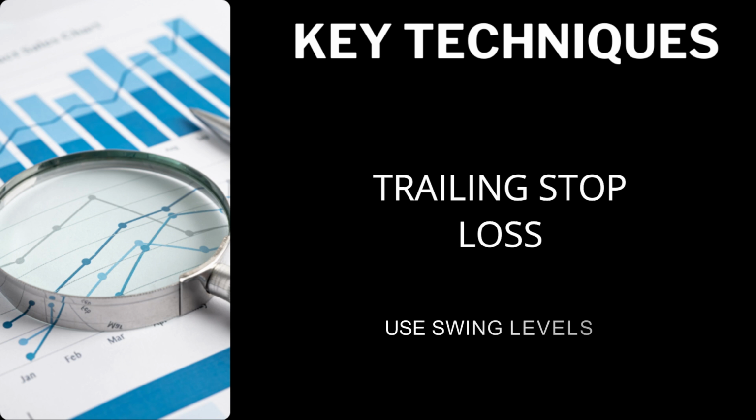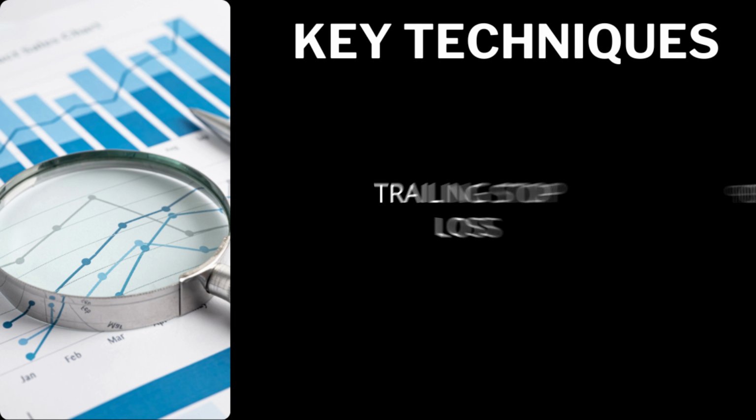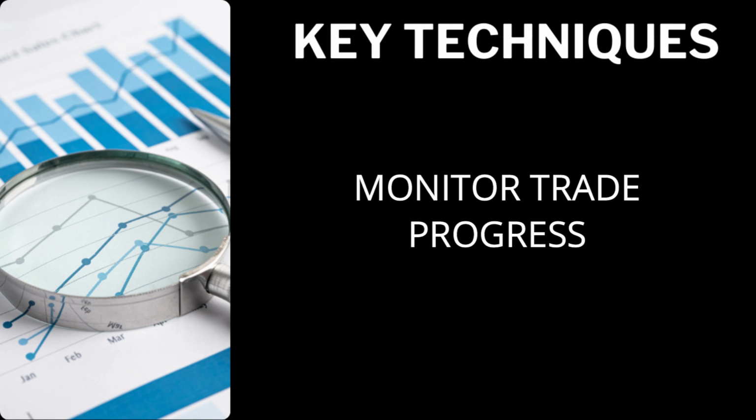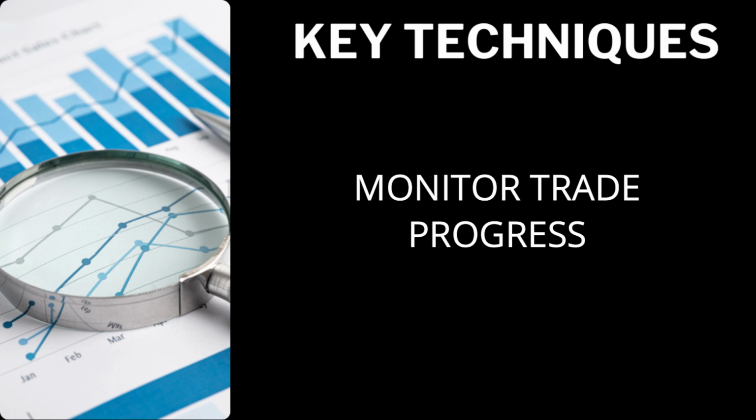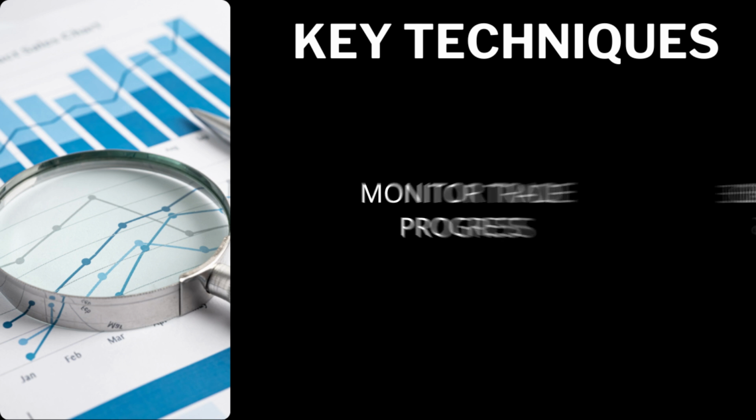You can also set your stops around swing levels and trail those up, or even use an ATR trailing stop method. And you want to monitor your progress of the trade. So always monitor it and be prepared to adjust your exit strategy based on market conditions. So if the market shows signs of a reversal or increased volatility, you may want to get out of that trade early to protect your profits. If news comes out and it slams against you, well, you're not going to want to be in that trade.